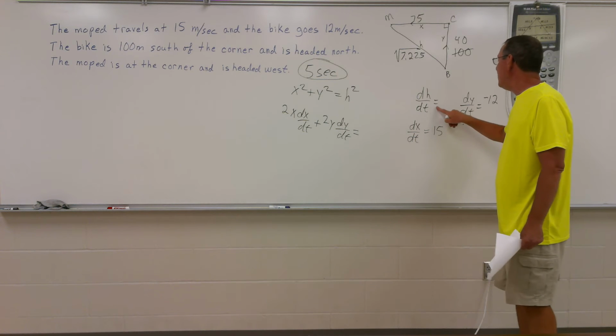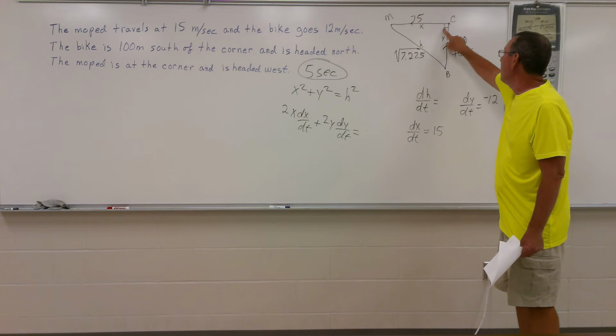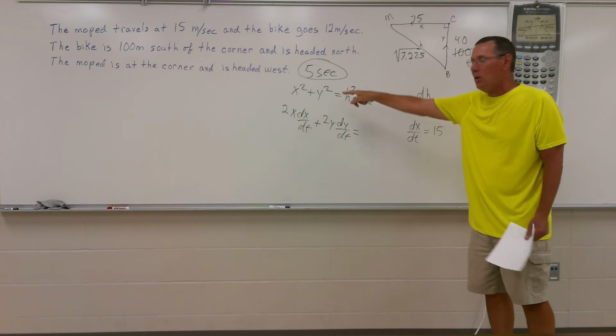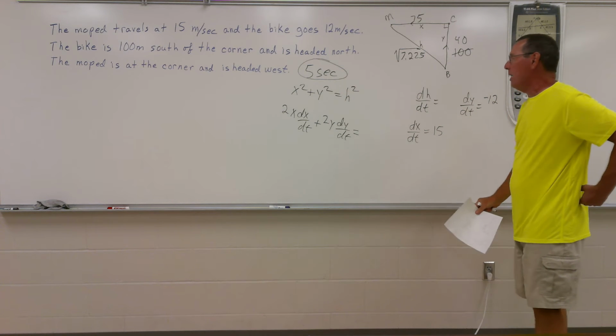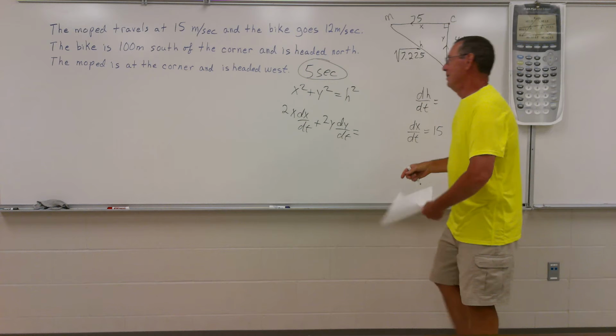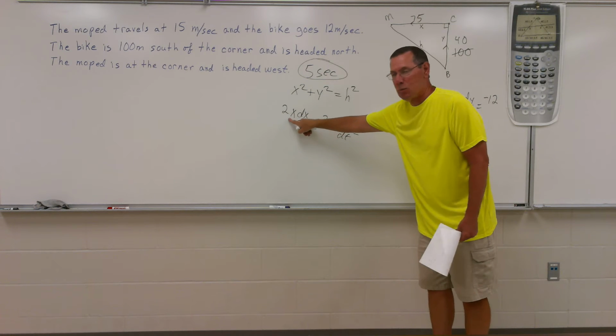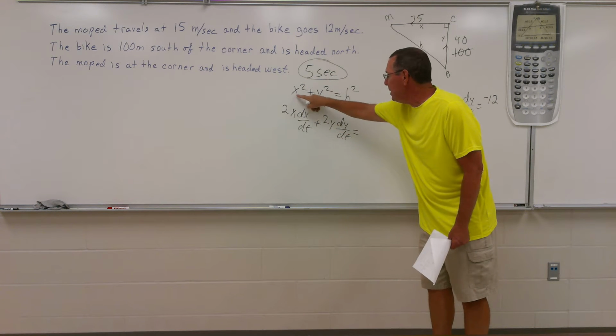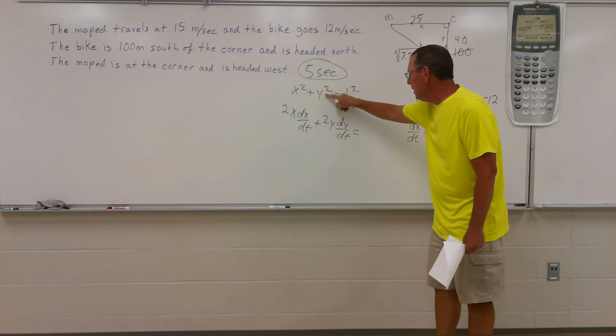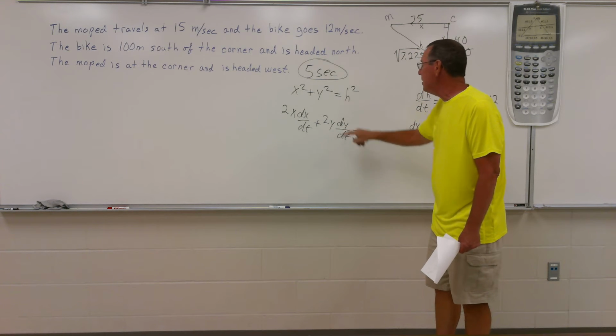Trying to find dh/dt, so we need an equation. Fortunately, we have a right triangle, so Pythagorean theorem, x squared plus y squared equals my hypotenuse squared. Derivative 2x, this is with respect to time. You're not a t, so I need the dx/dt. Derivative is 2y. You're not a t, so I need the dy/dt.